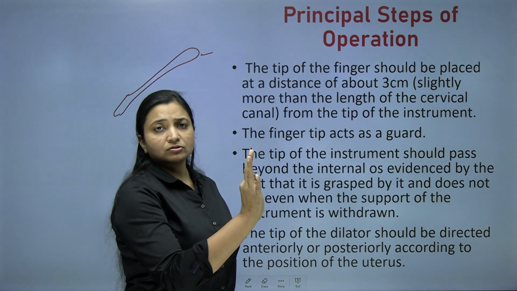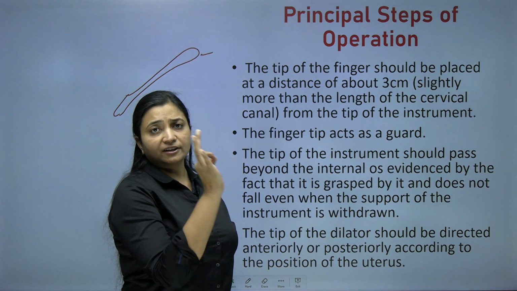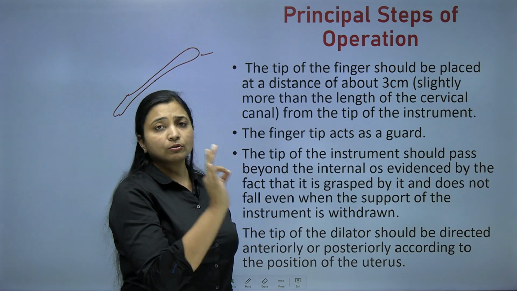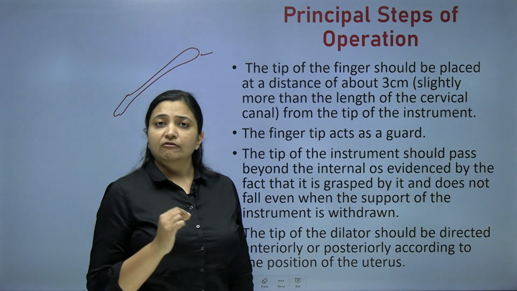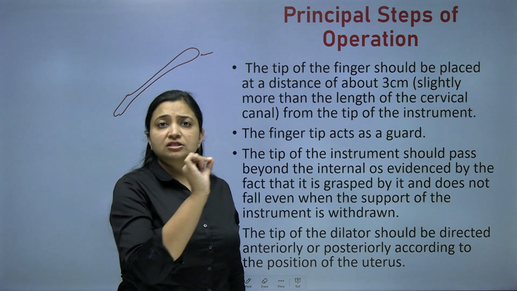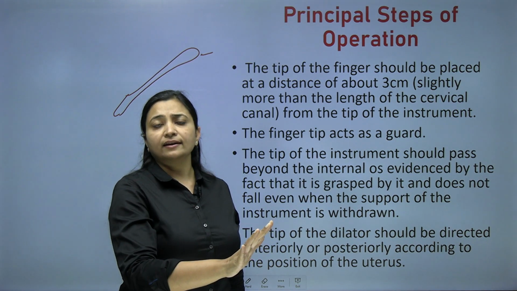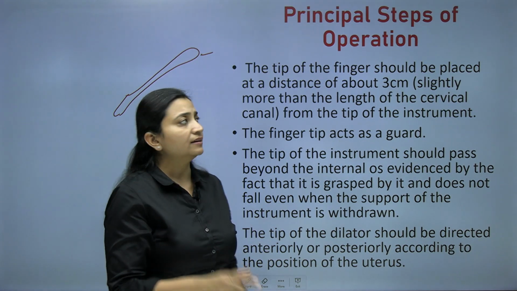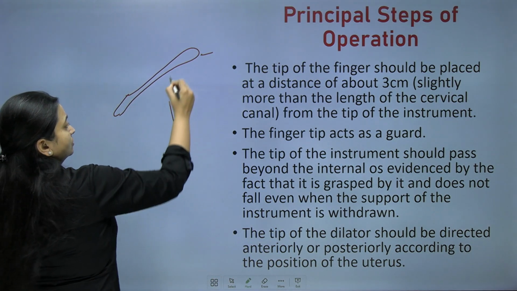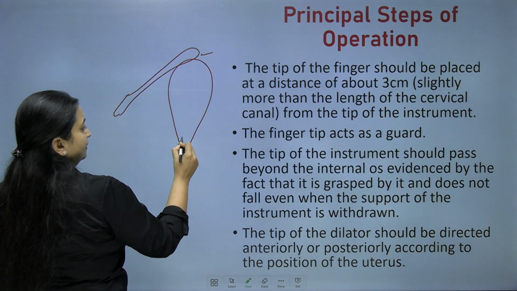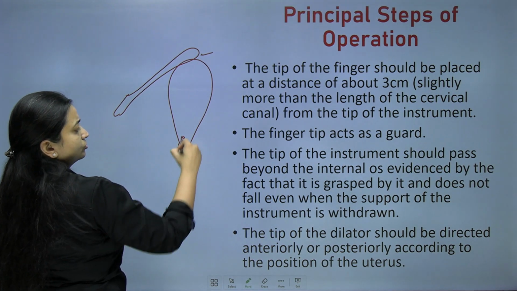So these 3 fingers on the perineum and this 3 cm will act as a guard so that you don't go straight inside. Our idea is to go from the external os up to the internal os and stop right there, because we don't want to dilate anything else. So this is the cervical canal. The dilator should stop here. It should not move further.